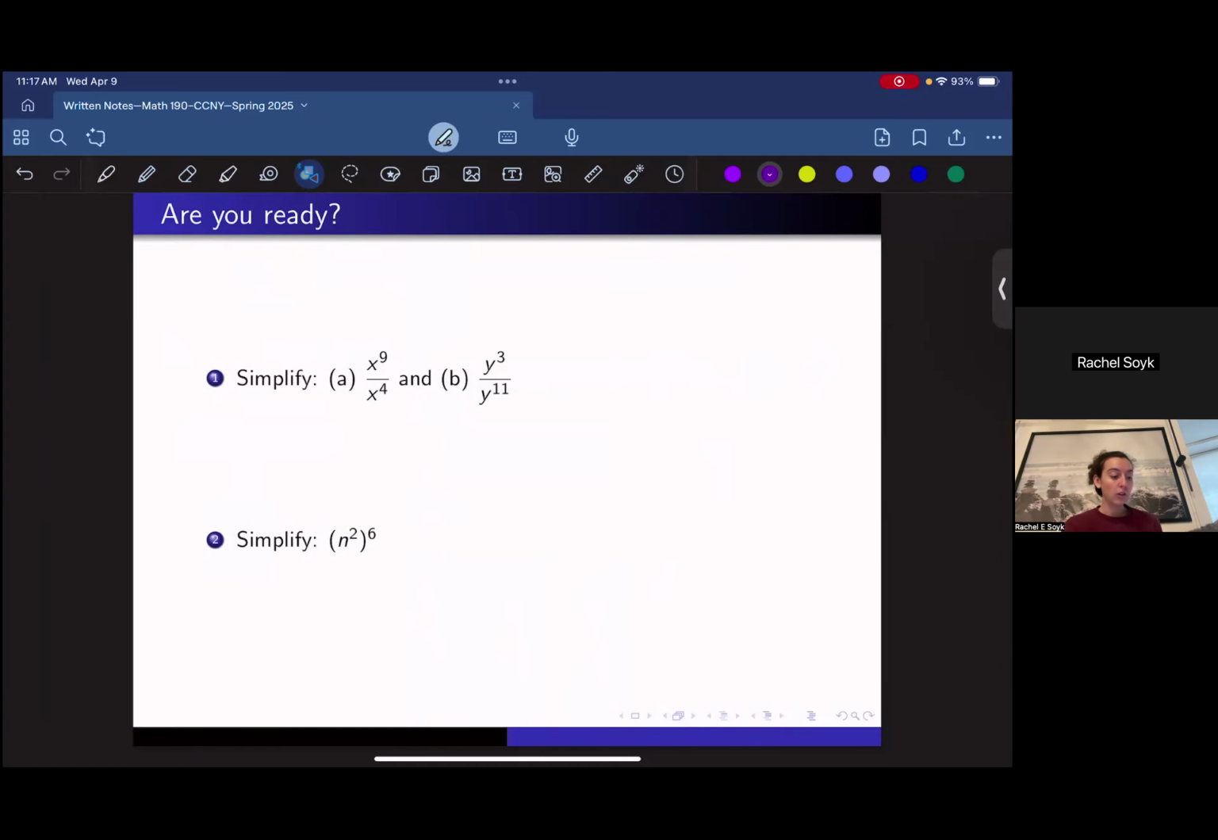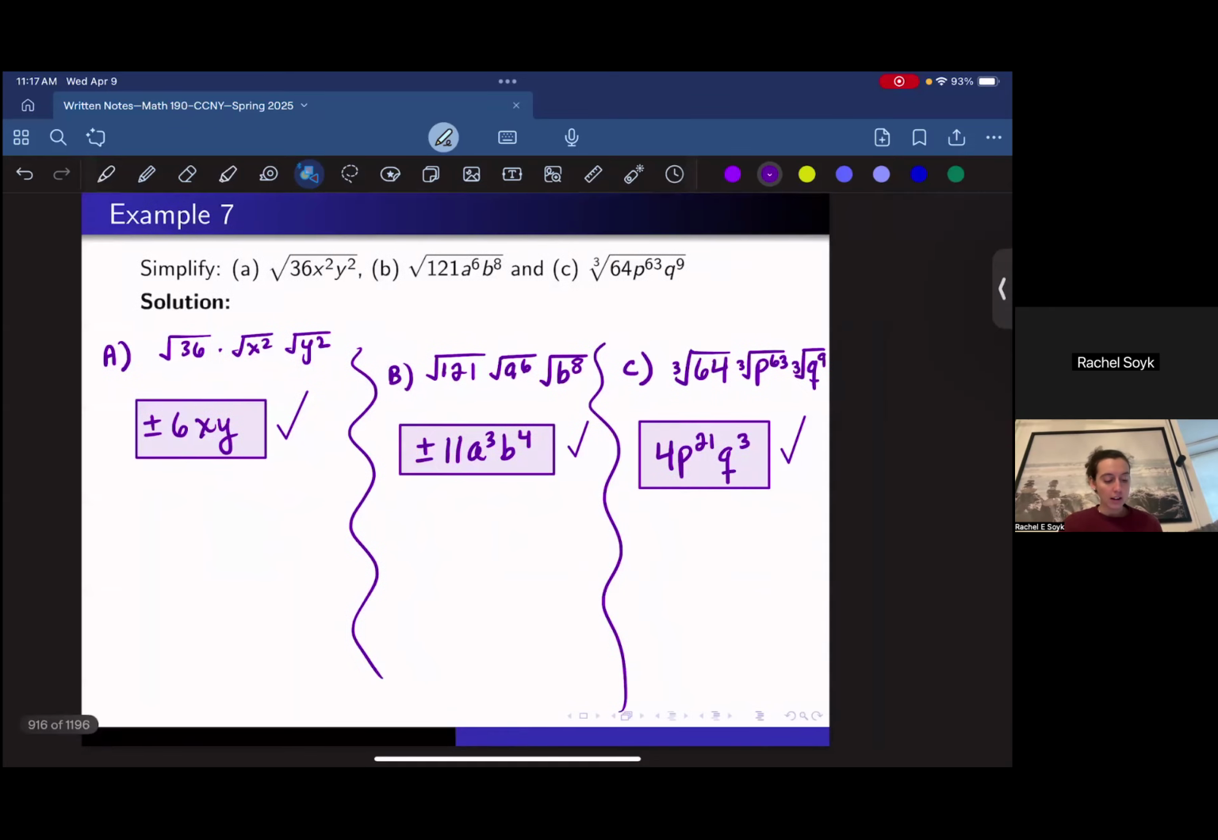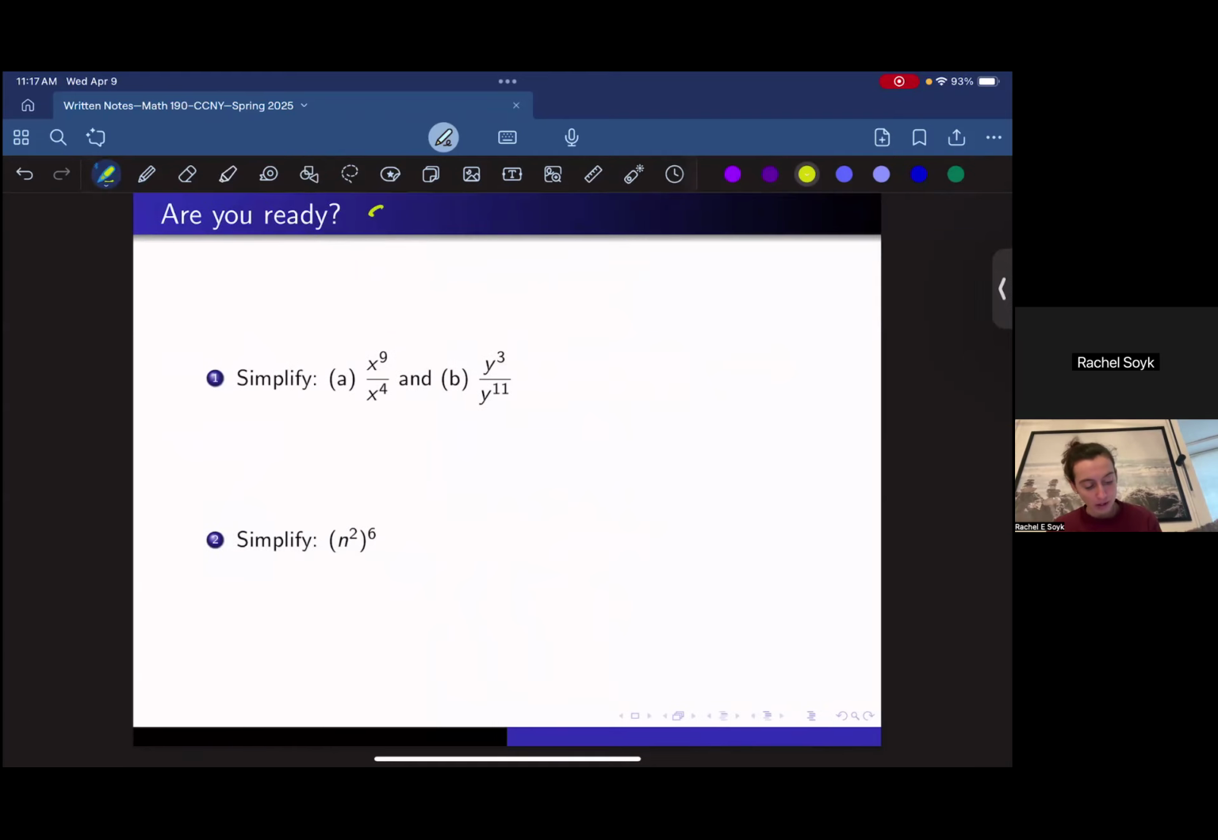All right, so that was the end of our section 8.1, and now we're jumping into our 8.2, which we're stepping up, going into a few more complex examples. But let's start with some warm-up problems, really reviewing our properties of exponents. So part A, when you divide numbers that contain the same base, you subtract the exponent. So we have x to the 9 minus 4, which gives us x to the 5th to be your final result.